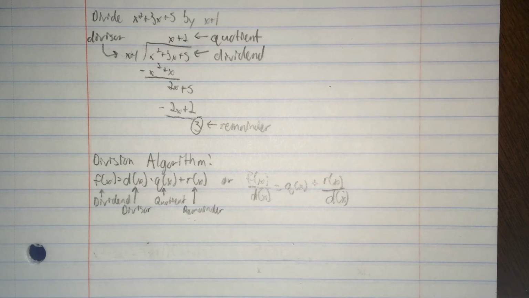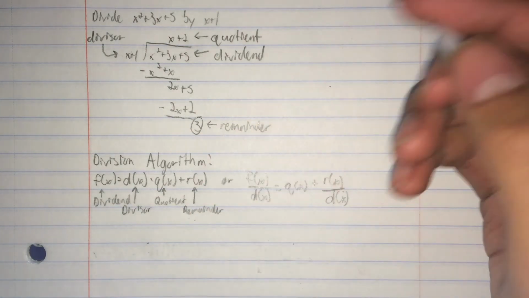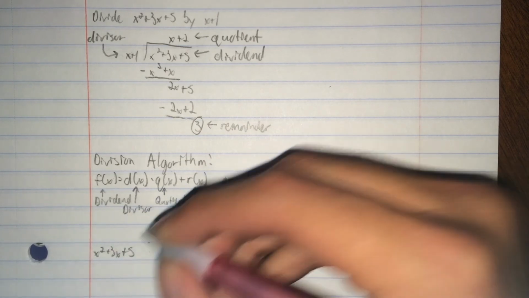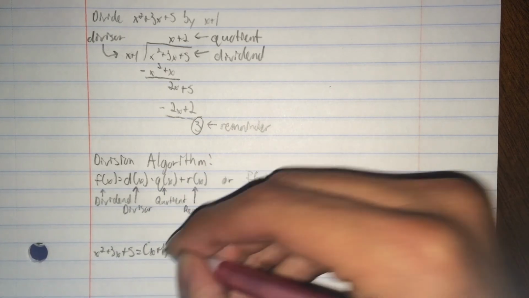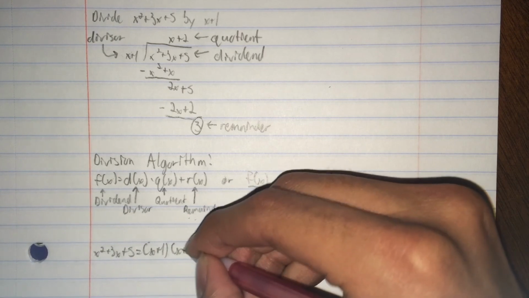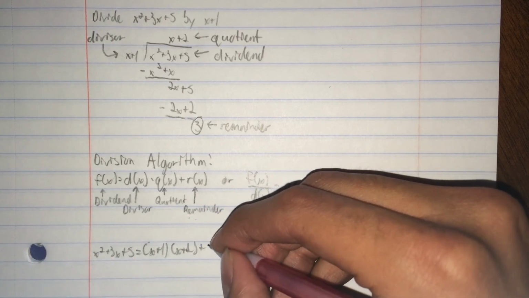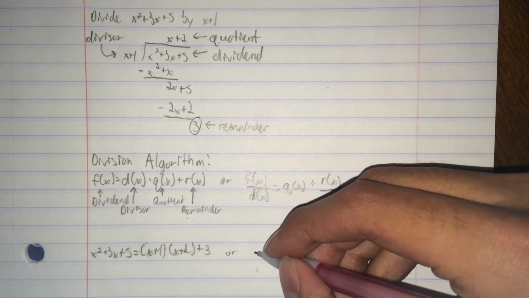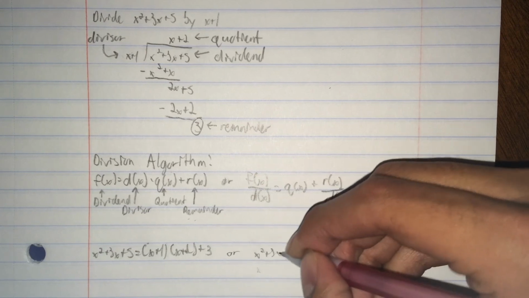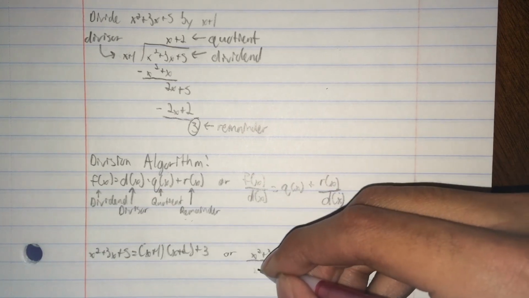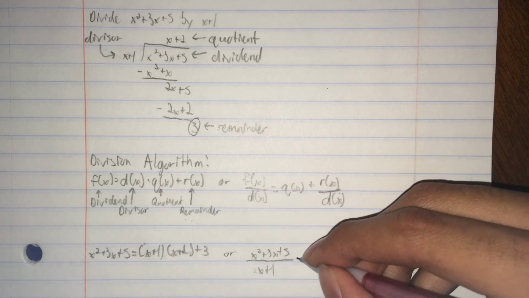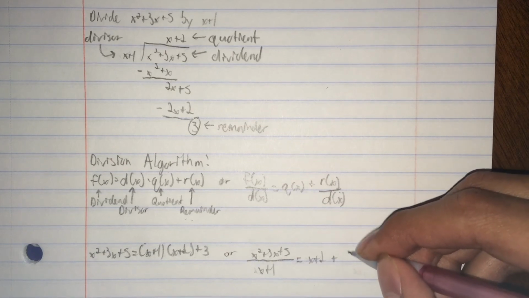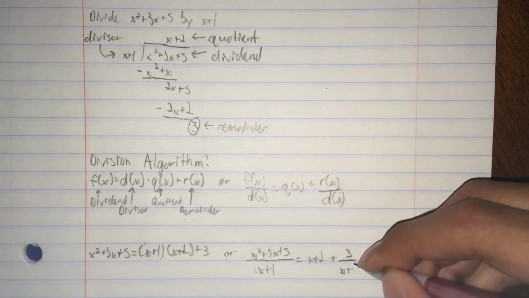So now let's put our equation into division algorithm form. So first let's take our dividend, which is x squared plus 3x plus 5 equals the divisor x plus 1 times the quotient x plus 2 plus the remainder 3. Or you could also write it as using the dividend x squared plus 3x plus 5 over x plus 1, the divisor, equals the quotient x plus 2 plus the remainder 3 over the divisor x plus 1.